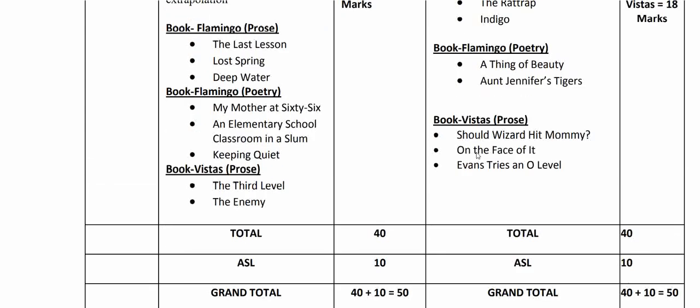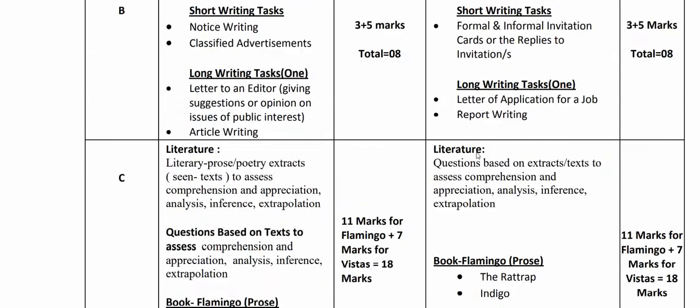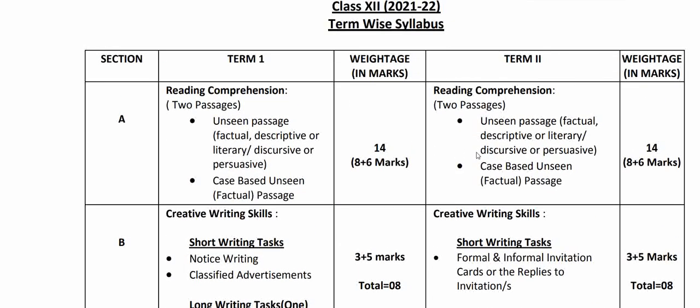Now let us look at the portion for term 2. The breakup differs separately. You can make a note of it. For the term 2 reading comprehension, there will be 2 passages. Unseen passages include factual, descriptive, or literary, discursive, or persuasive. Now you can see the difference, that a case-based unseen factual passage will be given, so there's hardly any difference with regard to it, but term 1 will be based on MCQs and term 2 will be based on MCQ and subjective questions.